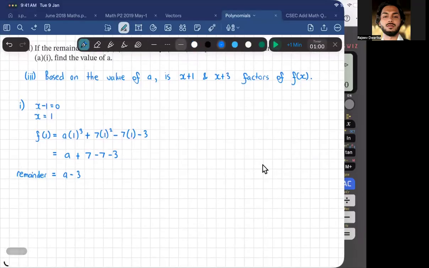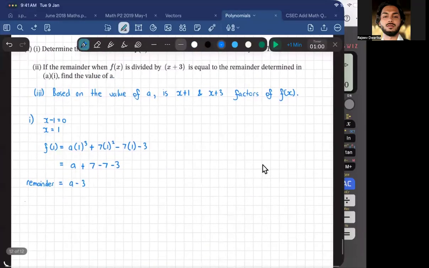Nice. I want you to read part 2 for me and carefully soak it in. Okay. If the remainder when f of x is divided by x plus 3 is equal to the remainder determined in part 1, find the value of a. All right.